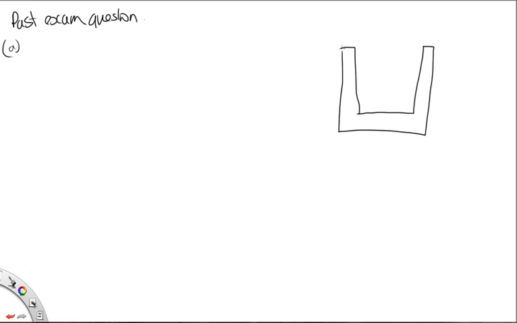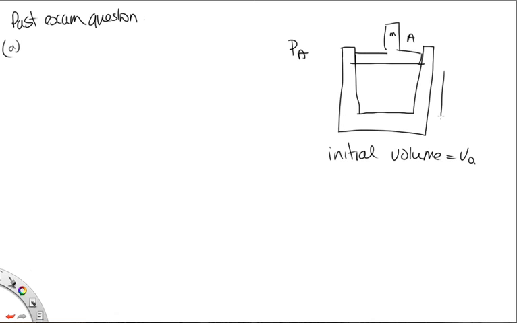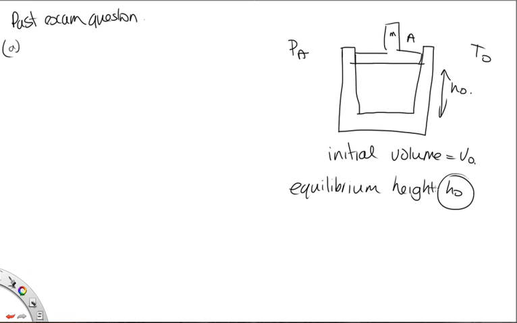Past exam question. This is part A of the 1131, or the entire question for 1121. So in this question, we have a flask. There's an external pressure PA, the atmospheric pressure, and initially we have a volume V0 in this flask. Then we put on a piston with mass M and surface area A, which applies a pressure, and this comes to a new equilibrium height H0, and it also comes to equilibrium temperature T0. So initially it's at T0, and it comes to some equilibrium temperature T0 again. And we're asked to derive an expression for H0.